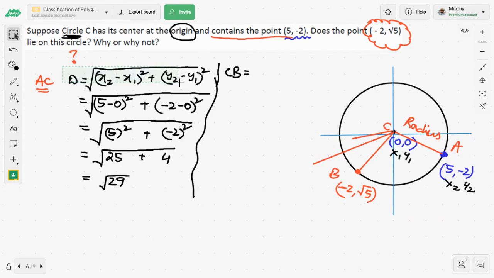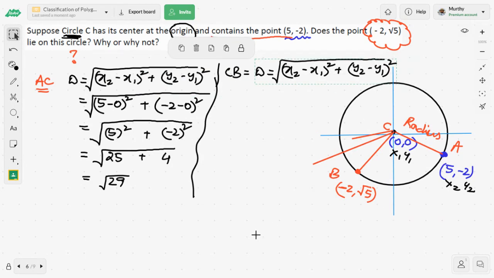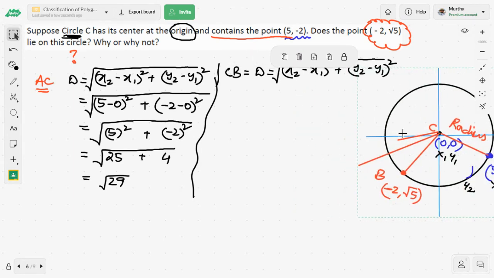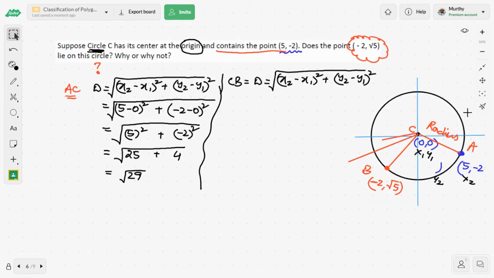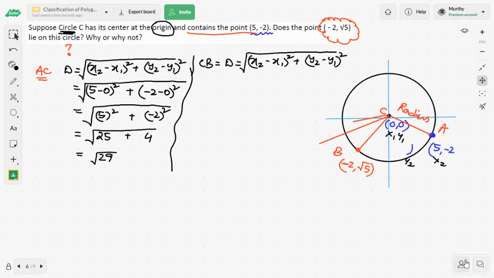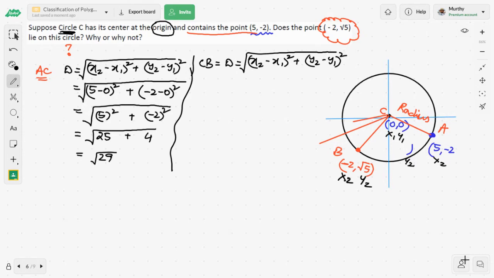So copy paste this formula. Let me use the same formula on the other side. Let me move this circle a little right side so that I'll have some place for working. Now let's quickly plug in these values and check. This time I'm taking this as x2 y2 because already marked as x1 y1 here.